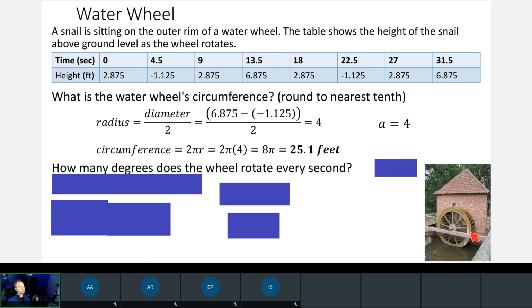All right, Caitlin, there we go. So after 18 seconds, it's 360 degrees. You are correct. So if we take that fact, that 18 seconds per 360 degrees, how can I create an equation that will tell us the degrees per second?